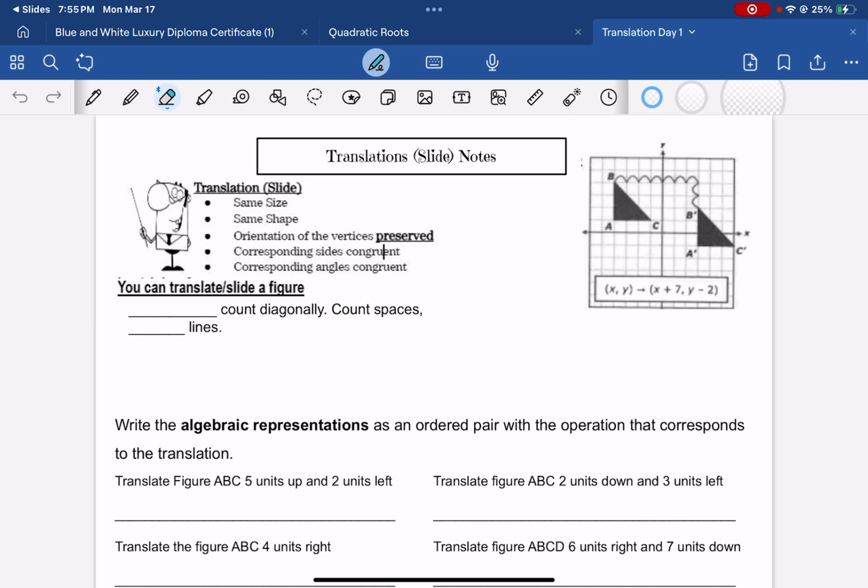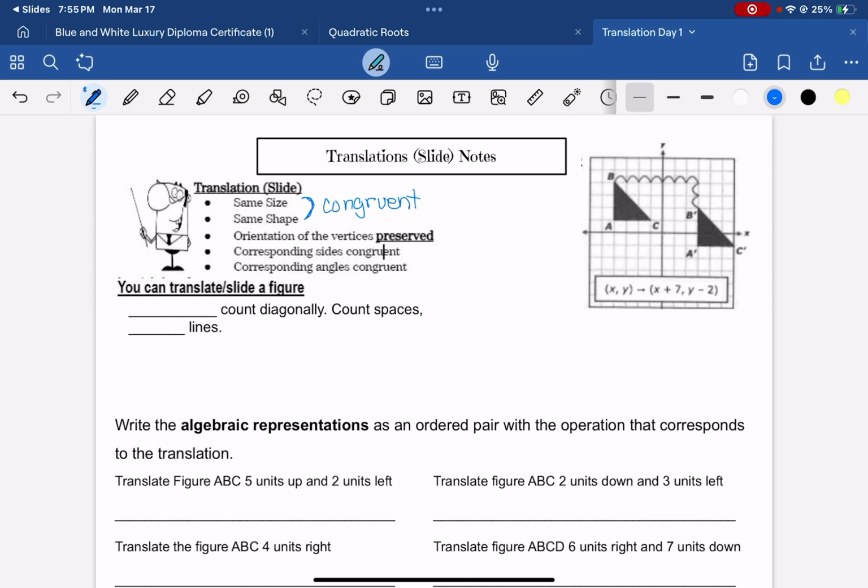So, translations is our first of our transformations. It is just basically sliding a shape from one place to another. Okay? And so, first thing you need to know is the size of the shape does not change, and neither does the shape of the shape. And so these would be congruent because they don't change. The angles don't change either. They're congruent as well. And that's important to know.